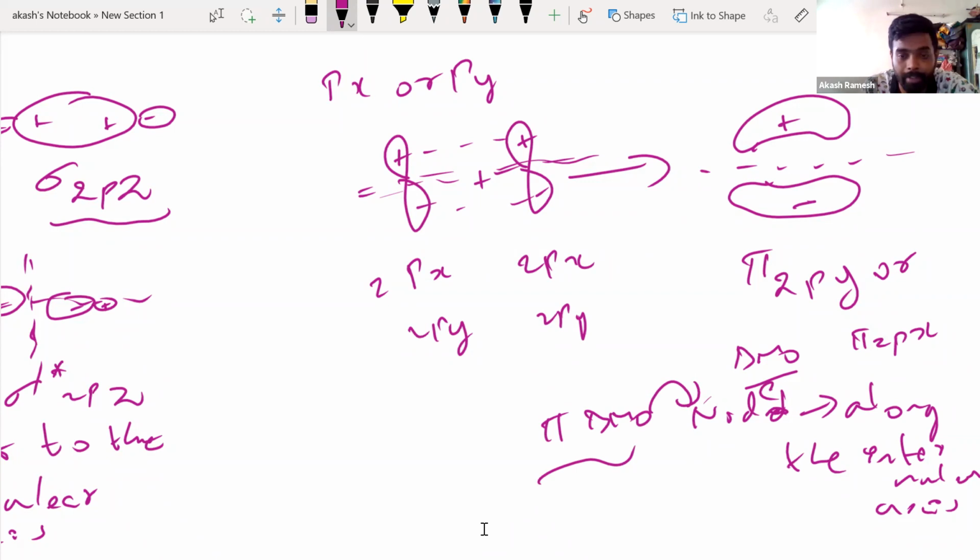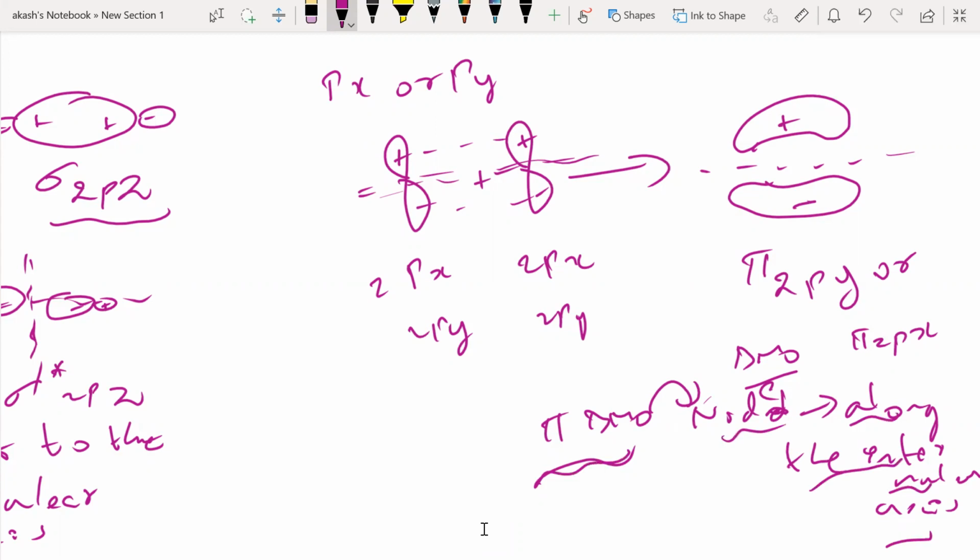But sigma doesn't have it. If a sigma bonding molecular orbital is there, there is no node. If there is an anti-bonding sigma, that is going to have a nodal plane perpendicular to the internuclear axis. If it is a pi bonding molecular orbital, it is going to have a node along the internuclear axis. Yes, what was the question? Sir, for both PX and PY, the nodal plane will be along the internuclear axis.